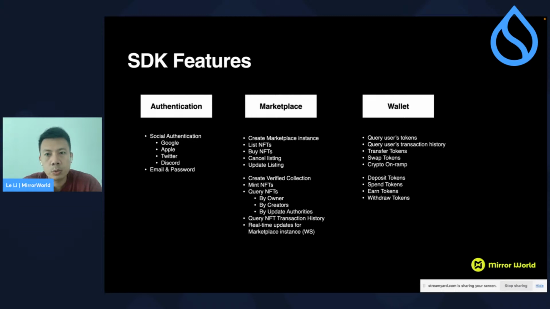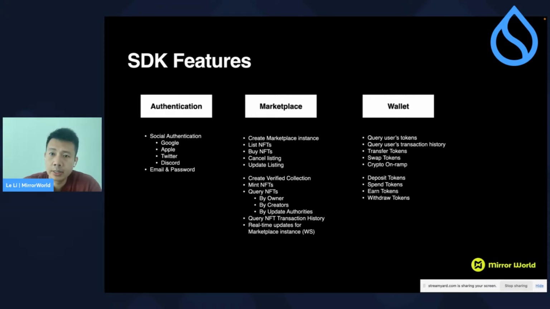And the third product we provide is the wallet. The developer is able to make API calls to query the user's wallet tokens, transaction history, transfer tokens, swap tokens, and we also provide an on-ramp that allows users to use their credit card or debit card to purchase tokens, Sui tokens, immediately inside the app.